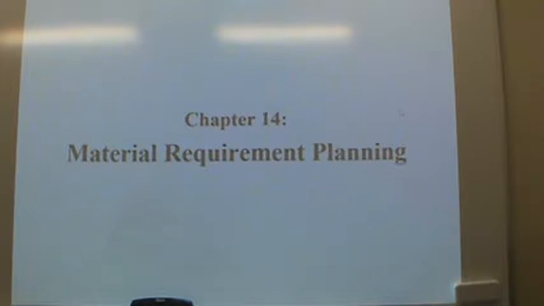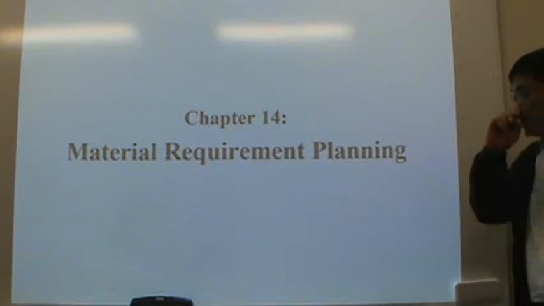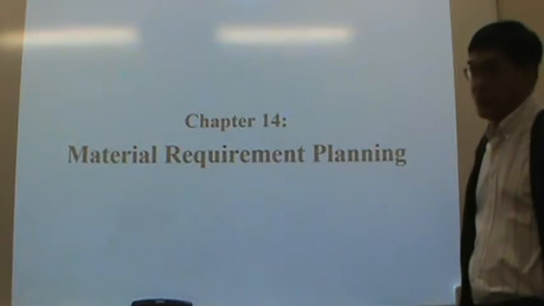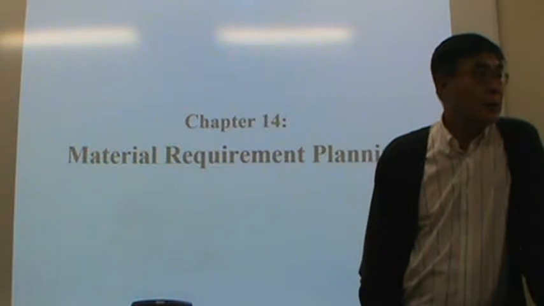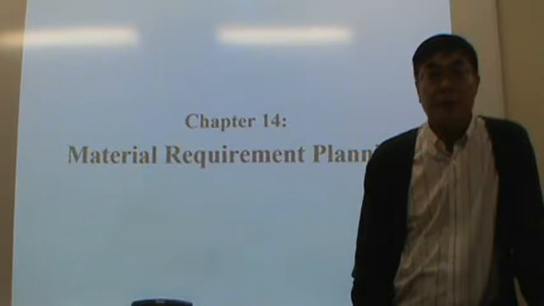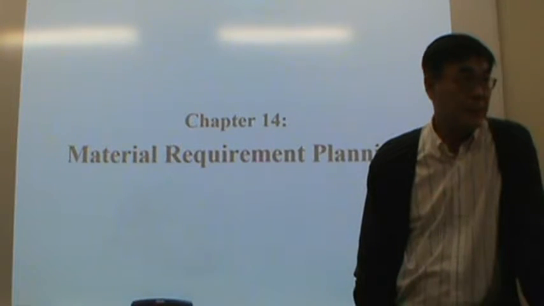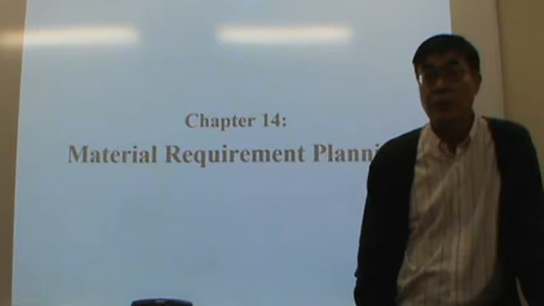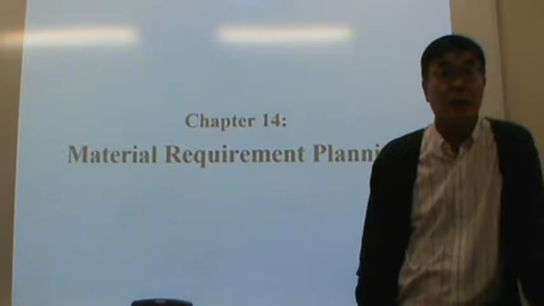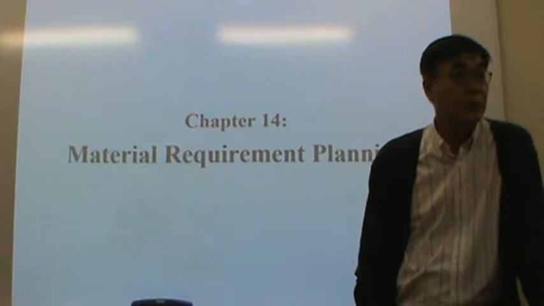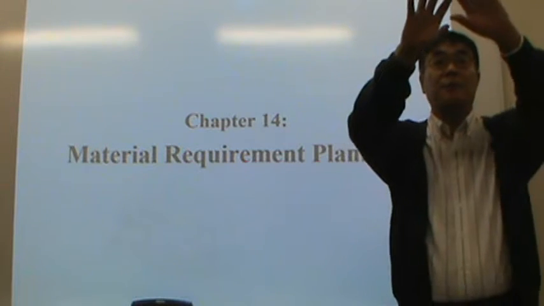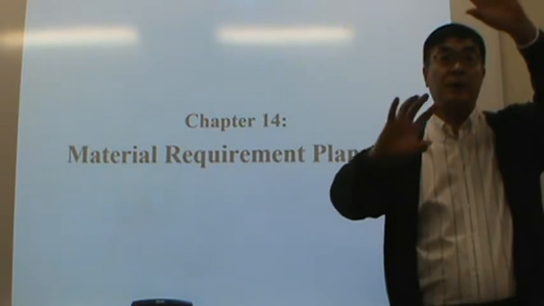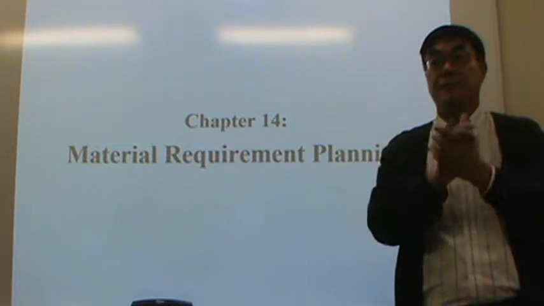That's all for chapter 13. Chapter 14, material requirement planning. Simply, we call this the MRP system. I think you heard of it one time, right? You also heard of the ERP system. ERP system developed from MRP, which developed into the MRP2 system and then the ERP system.